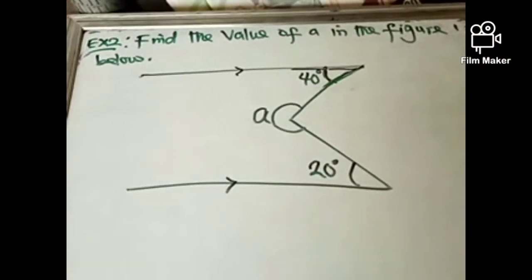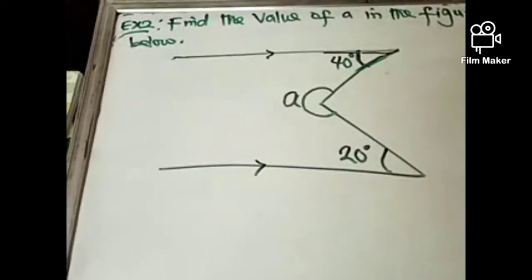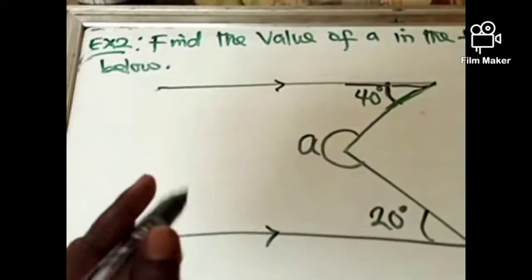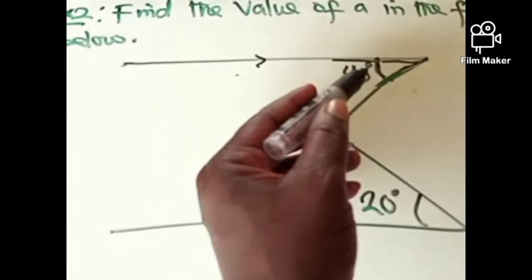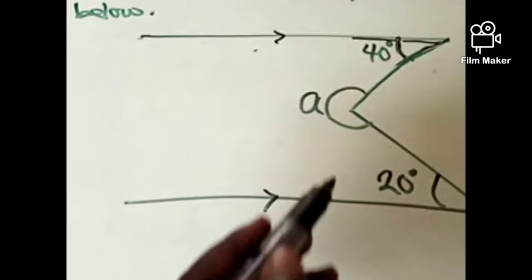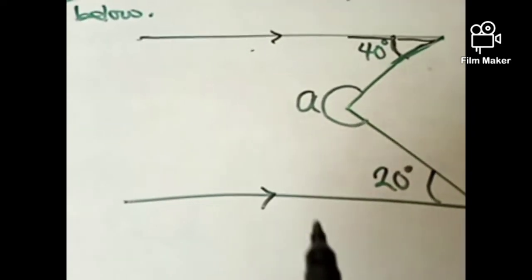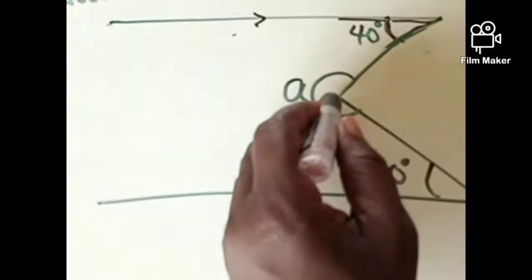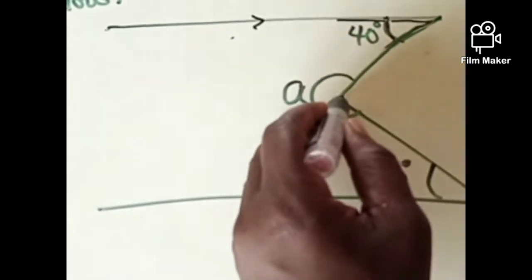Example 2. Find the value of A in the figure below. If you look at the diagram, we discover that this line and this line, they are parallel. So we have angle 40 degrees here, we have 20 degrees here, and we have angle A here, which is a reflex angle. So to solve this question, we draw a line that will be parallel to these two other lines passing through this point.